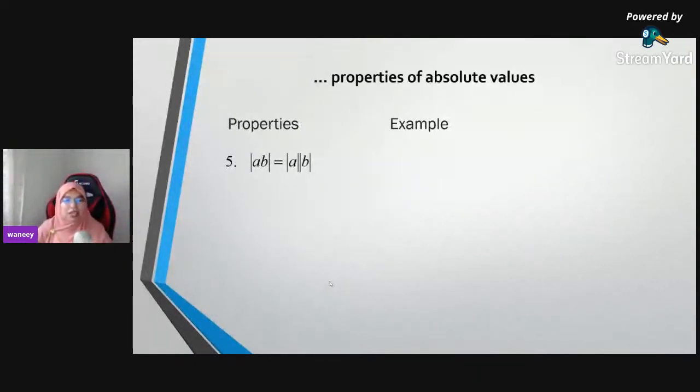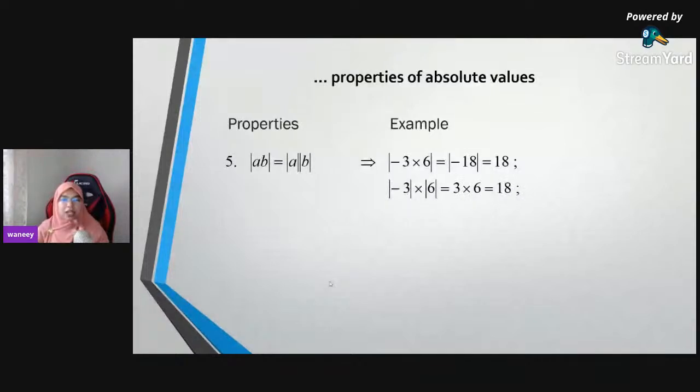Okay, so now continue. If we have the modulus of A times B, then we can easily separate the modulus into the modulus of A times the modulus of B. For example, the modulus of negative 3 times 6 is equal to the modulus of negative 18, which is simply equal to 18. Or you can say the modulus of negative 3 times the modulus of 6, so 3 times 6, which is simply equal to 18.